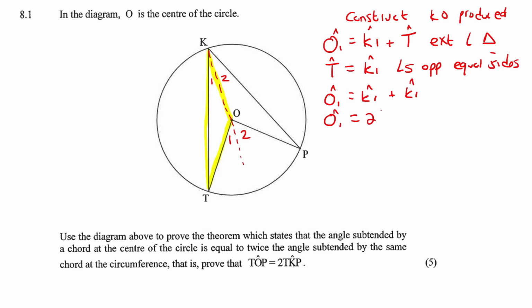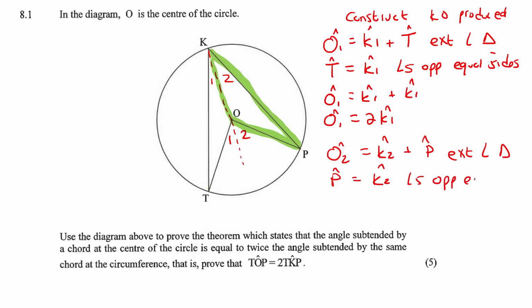I'm now going to repeat that exactly on this side. It really can't get easier. So we'll say that angle O2 is equal to angle K2 plus angle P because of exterior angle of a triangle. But we also know that this and this are the same for the same reason as earlier. So P is equal to K2 because of angles opposite equal sides. And so O2 is equal to K2 plus K2, and so O2 is 2 times K2.